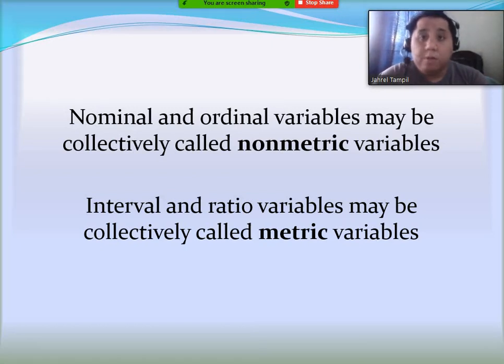In this video, we're going to continue talking about the different levels or scales of measurement. In the previous video, we talked about how nominal and ordinal variables may be collectively called non-metric variables. In this video, we're going to specifically talk about the metric variables, which are the interval and ratio data.